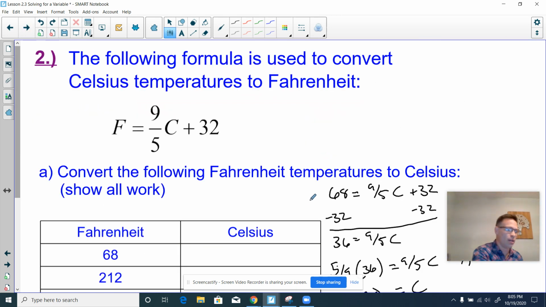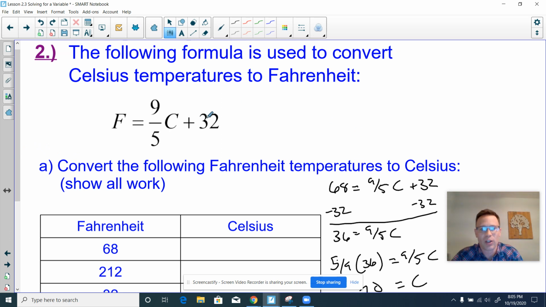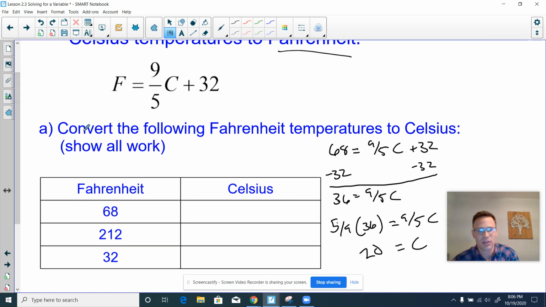So let's look at another example here. This is a Fahrenheit problem. We're not going to do this whole thing just because I don't think you need to watch me do it. But I kind of have the problem out here. So the following formula is used to convert Celsius temperatures into Fahrenheit temperatures. Right now, we use Fahrenheit, right? And this is the formula for it. So we take our Celsius temperature and we multiply by 9/5.